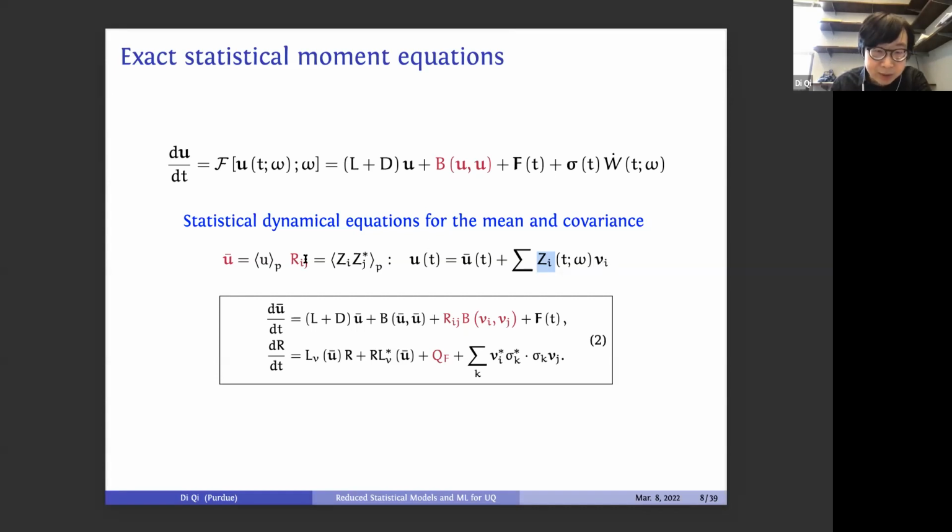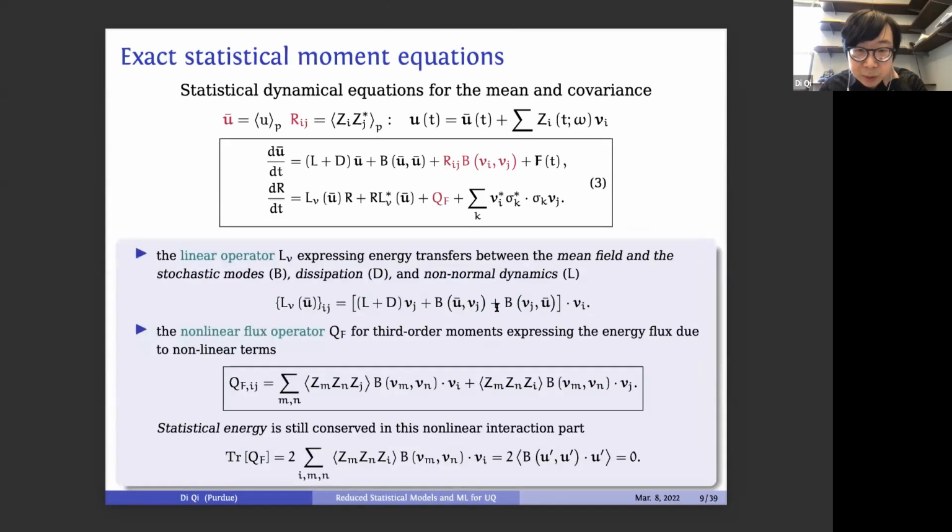So the second moment is defined by the second order expectation of the stochastic coefficient, and we get this resulting dynamical equation for mean and covariance. But looking at this equation, we will find that the model can never be closed this way. So that is again due to the nonlinear coupling term here. So in the mean equation, we see the second order moment. And if you look at the second moment equation, there is this higher order nonlinear term.